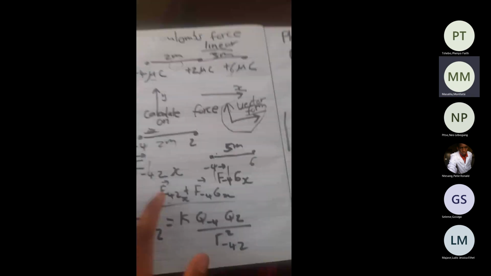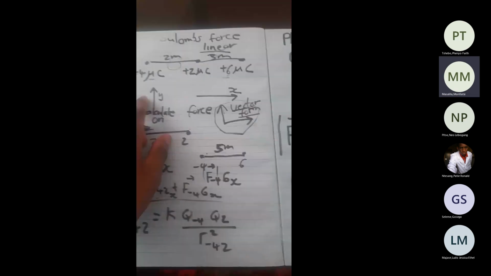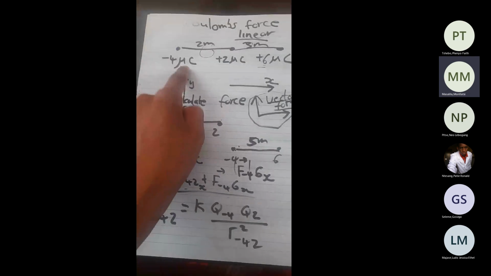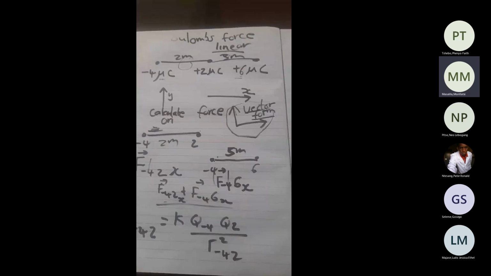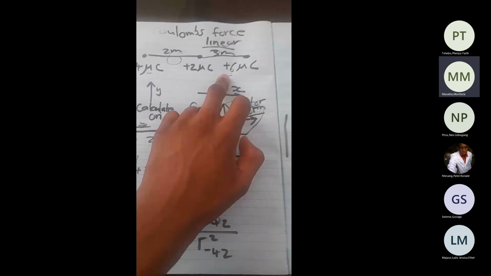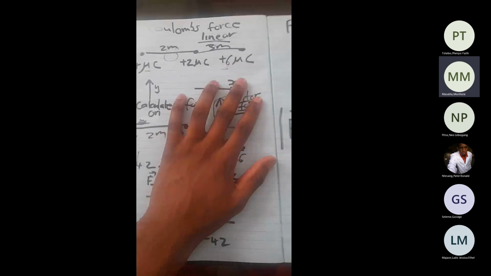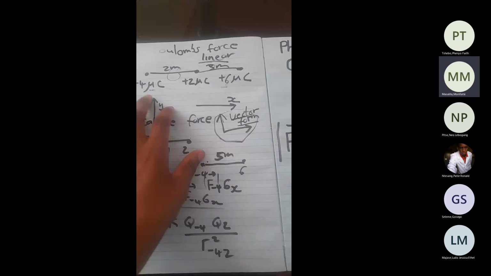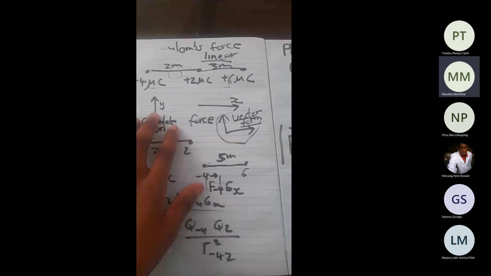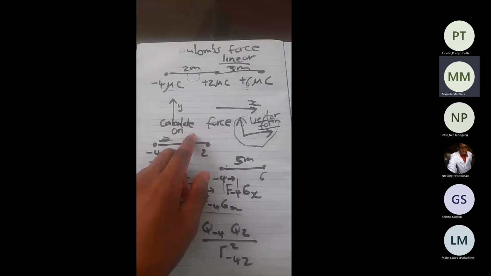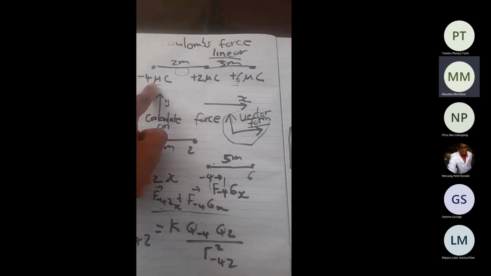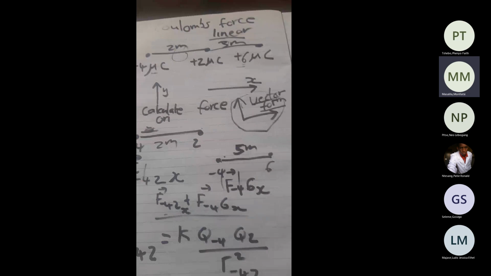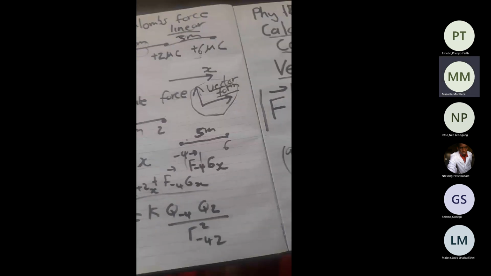So we just formulated the equation here and say this charge is negative 4 microcoulomb, this is positive 2 microcoulomb, and this is 6 microcoulomb. So we are having them like this. What we're going to do now is, our question was to calculate the force on the negative 4 microcoulomb charge.